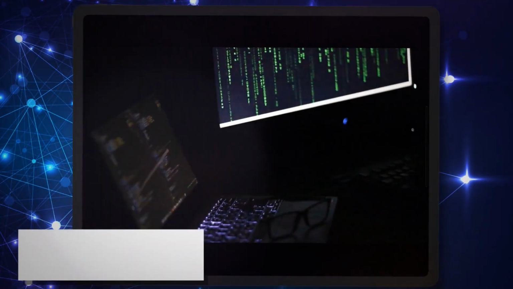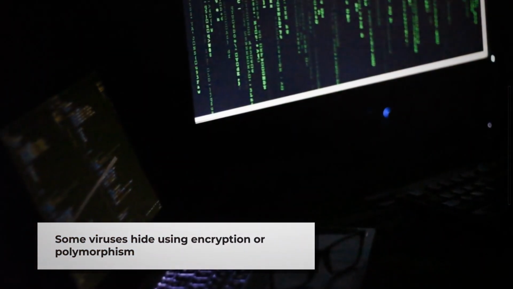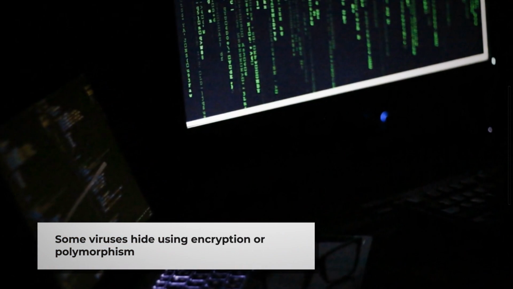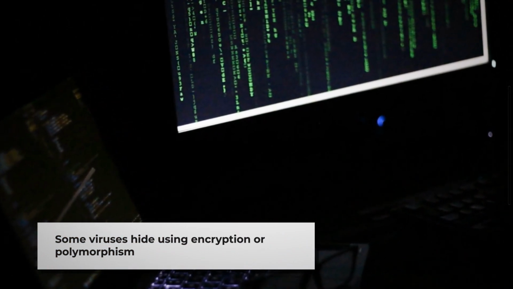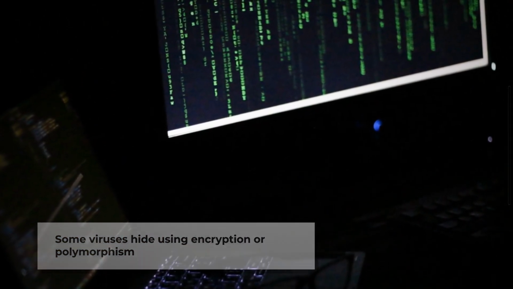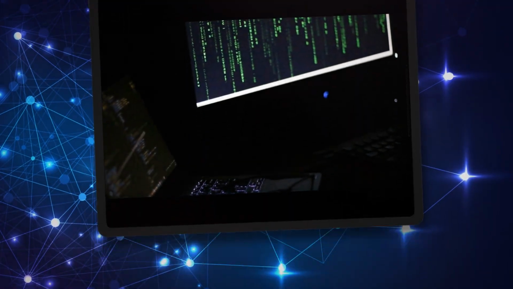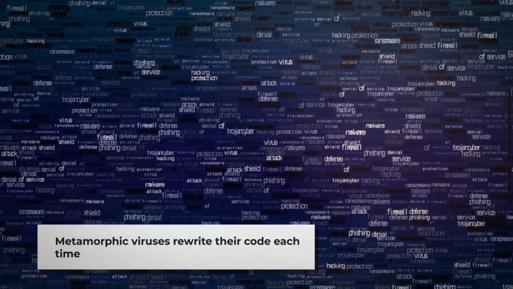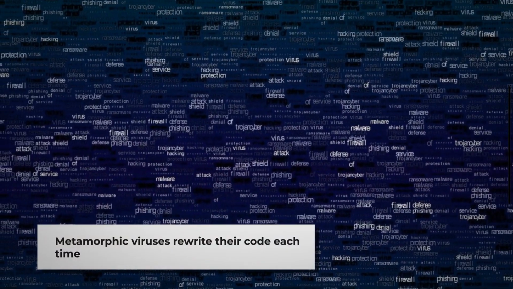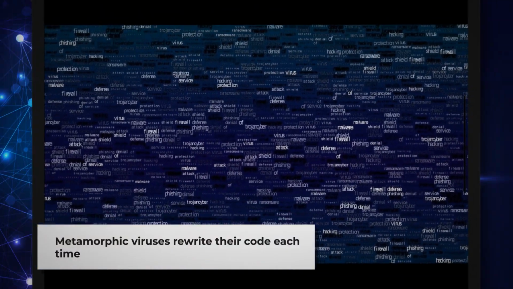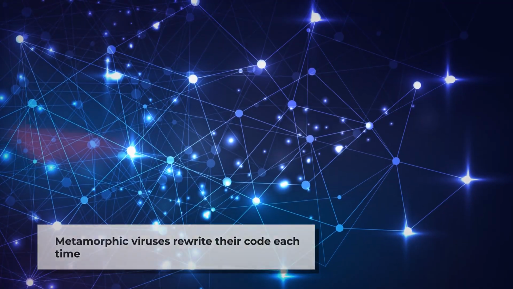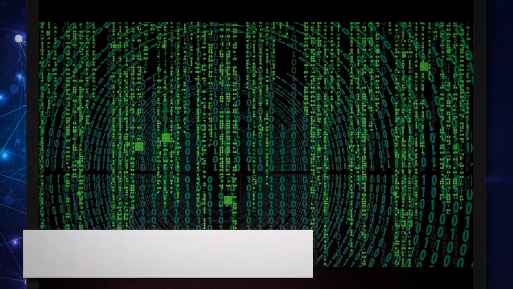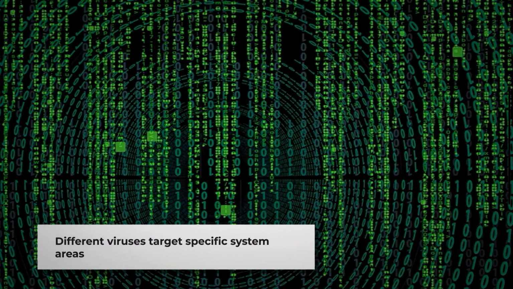Viruses employ various techniques to avoid detection. Some use encryption to hide their code, while others modify their structure with each new infection, creating what are known as polymorphic viruses. More sophisticated variants, called metamorphic viruses, completely rewrite their code with each replication while maintaining the same functionality. There are numerous types of computer viruses, each with distinct behaviors.